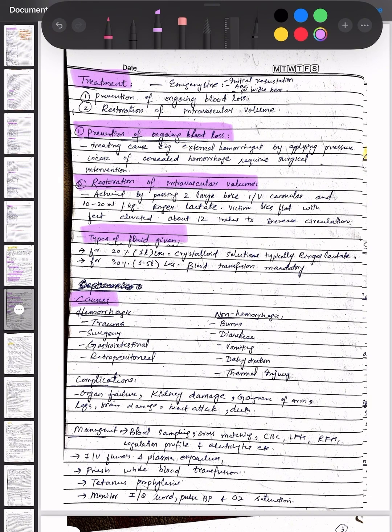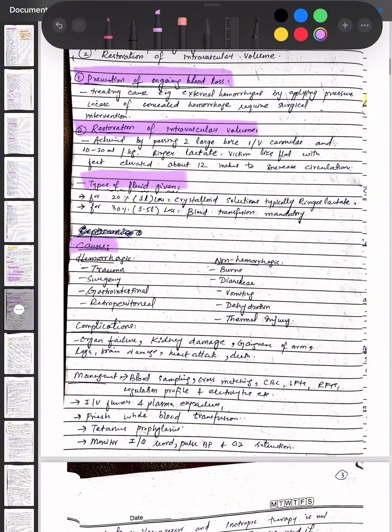What are the complications? Organ failure can occur, kidney damage can occur, gangrene of arm and legs can occur, brain damage, heart attack and death. What are the management options?